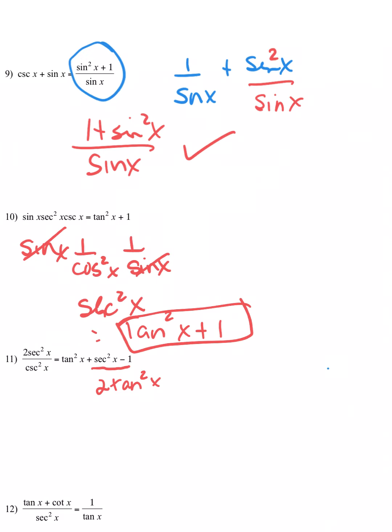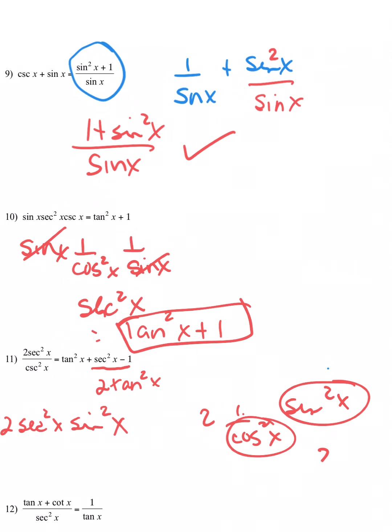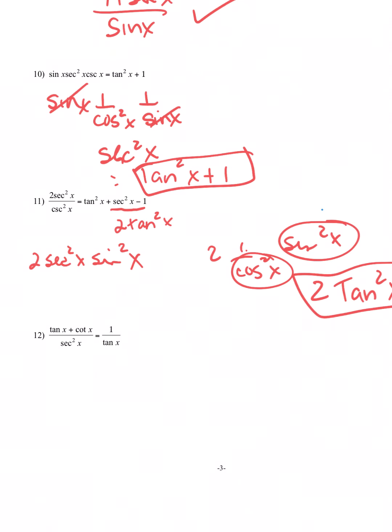I'm going to move the cosecant upstairs, so I have 2 secant squared of x times sine squared of x. And the secant squared is 1 over cosine squared, so we'll have 2 times 1 over cosine squared of x times sine squared of x. Well, sine over cosine is tangent, so that gives us 2 tangent squared of x, and we are finished.